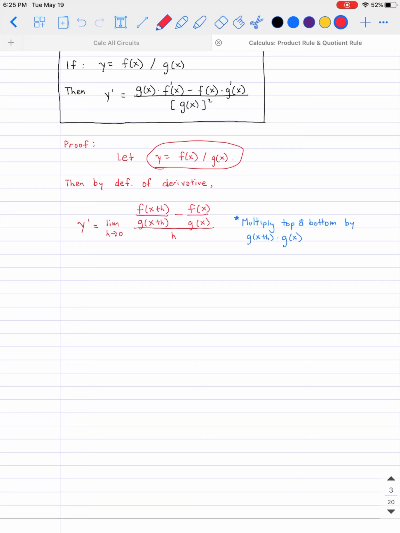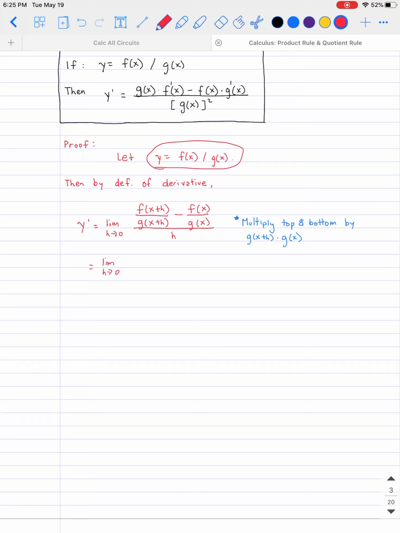And the reason for that one is we're trying to clean up this rational expression over here that is just kind of nasty because it's a fraction within a fraction. So it's just basic algebra cleanup. So let's go ahead and do that then, okay? I'm going to multiply both top and bottom by g of x plus h times g of x. And what we'll get is now the following.